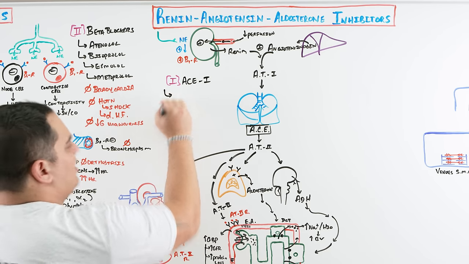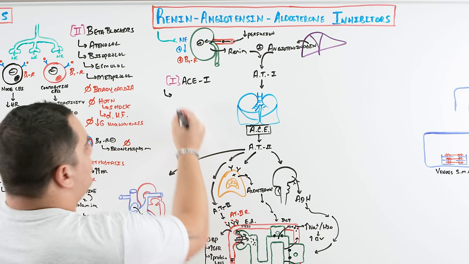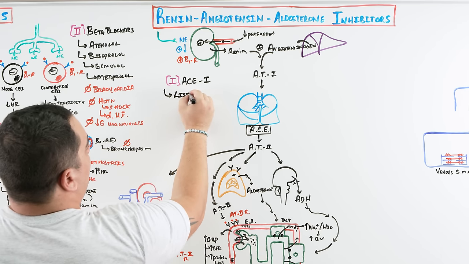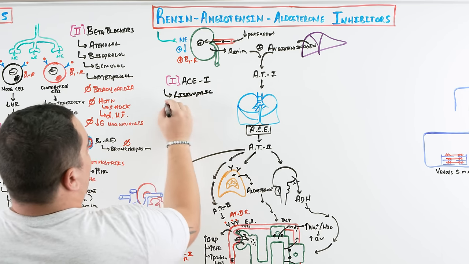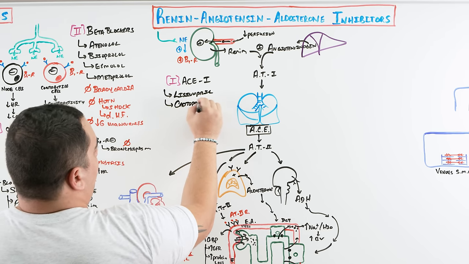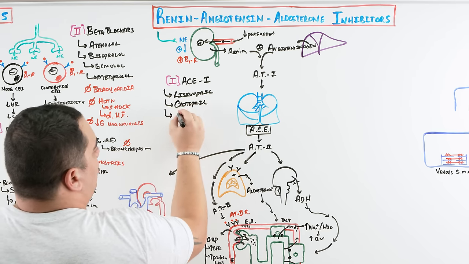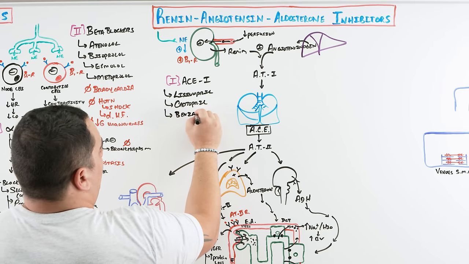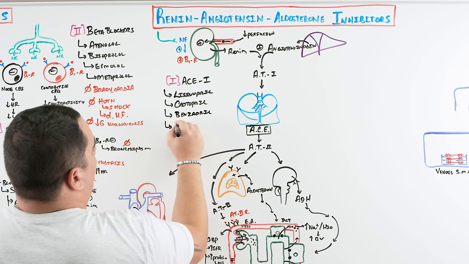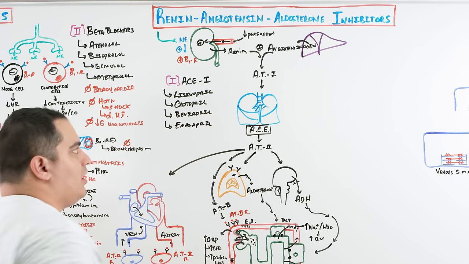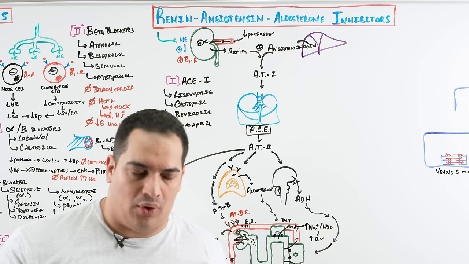It sounds a little weird when I say I really like drugs, but you remember the prils, all right? So this is like lisinopril. This is a really commonly utilized one. I prefer captopril as well. This is a really good one. There's also another one called benazepril. And then there is also enalapril. There are a lot of these out there, so just remember the prils, okay?